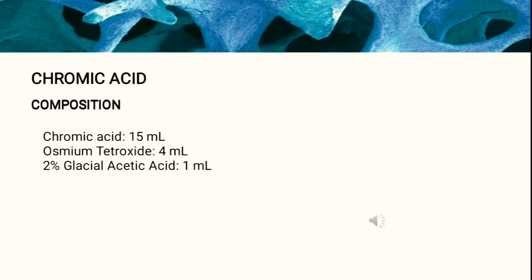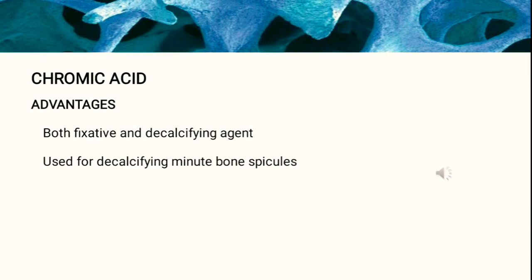Next, we have the chromic acid. In order to prepare our chromic acid, we need 15 ml of chromic acid, 4 ml of osmium tetroxide, and 1 ml of 2% glacial acetic acid. Advantages of using chromic acid: it can serve as a fixative and a decalcifying agent, and it is used for decalcifying minute bone spicules.